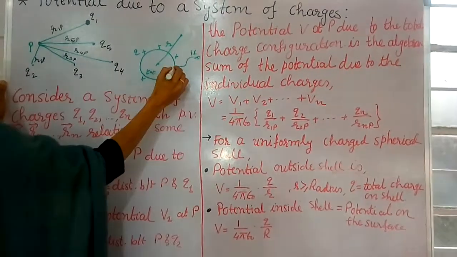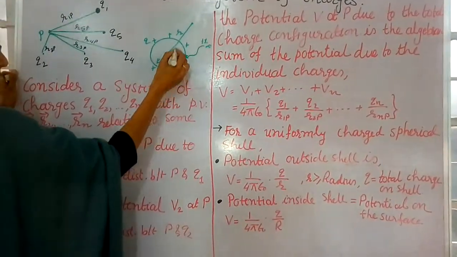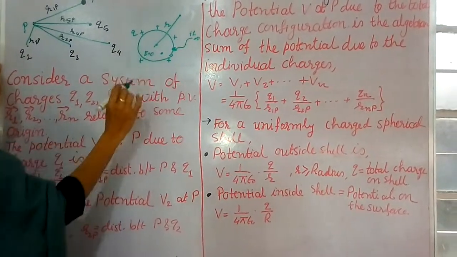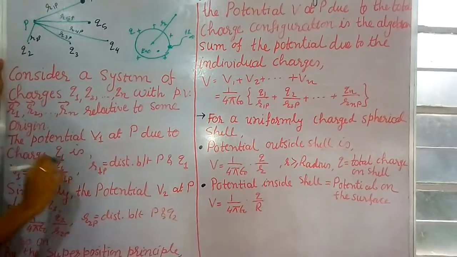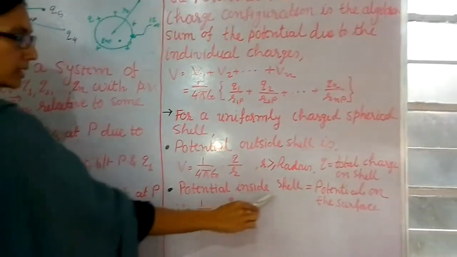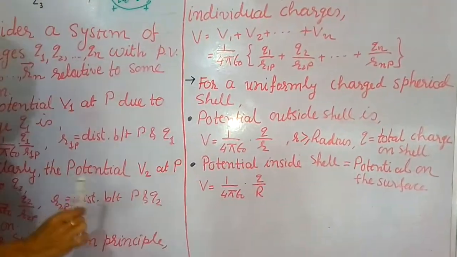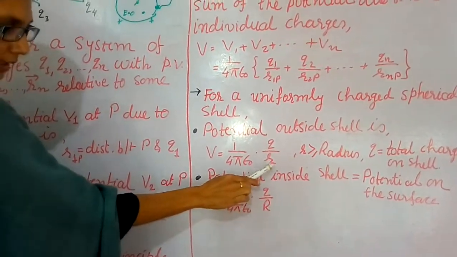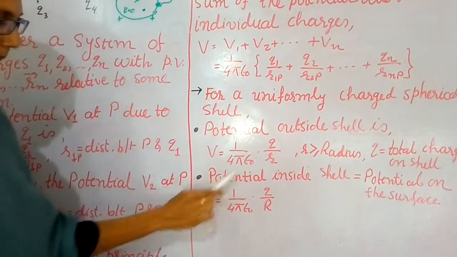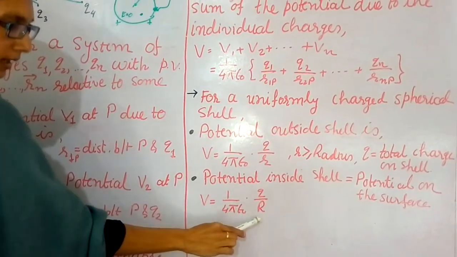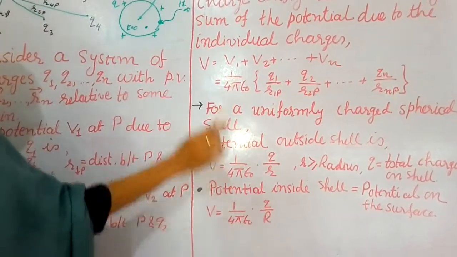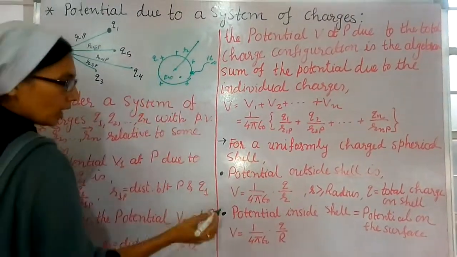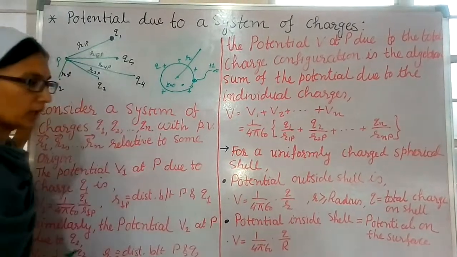So the potential at this point and everywhere inside the sphere will be equal, and equal to the surface potential. Potential inside the shell is equal to the potential on the surface. It will be the same formula, only with capital R, the radius of the sphere: 1 by 4 pi epsilon naught Q by R. This is equal to the surface value, and inside it is constant. Remember, it is constant. Remember both these results because both are important.